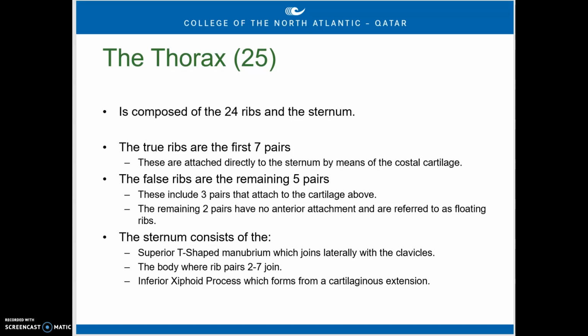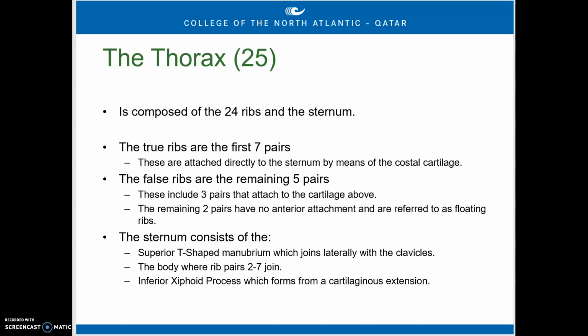So there's 12 pairs of ribs, so the first 7 are true ribs. The remaining 5 pairs are false ribs. The immediate 3 pairs after the first 7, so pairs 8, 9, and 10, are considered false ribs because they attach to the cartilage. They don't directly attach to the sternum, and we'll see a picture of that in a couple of seconds. And then the last 2 remaining pairs of ribs are called floating ribs. They don't actually have any connection to the sternum or the costal cartilage at all. They just basically float out there and add a little bit of extra protection.